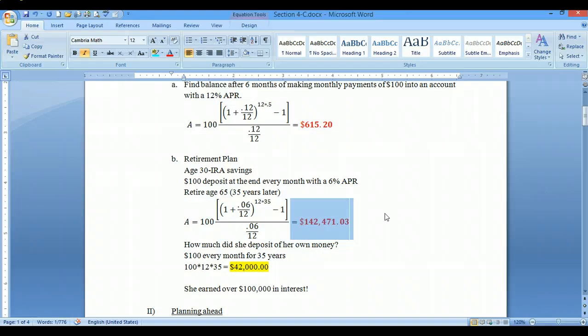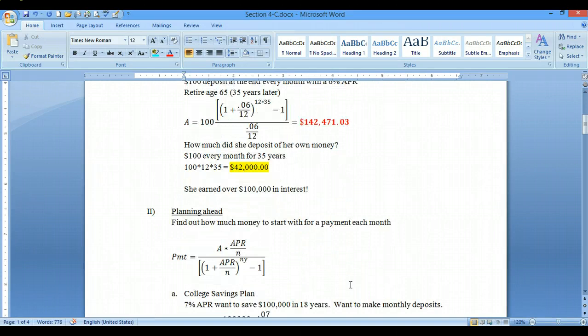growing that to $142,000. So she earns over $100,000 in interest, and we can find that just by subtracting: $100,471.03.